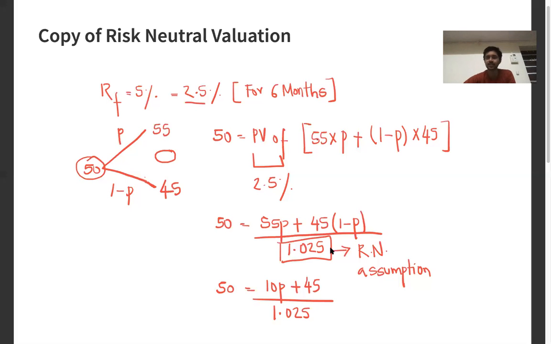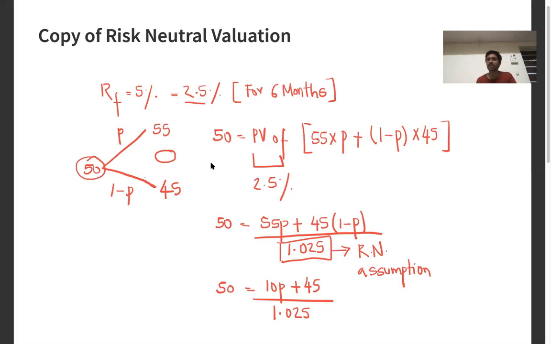Please understand that the reason we have used 2.5% in the denominator is because we have assumed risk neutrality. Had we not assumed risk neutrality, the denominator, which is the discount rate that we are applying, would have been something else. Before I describe what that something else is, please note that what we are discounting here are the cash flows of a share, not the cash flows of an option.